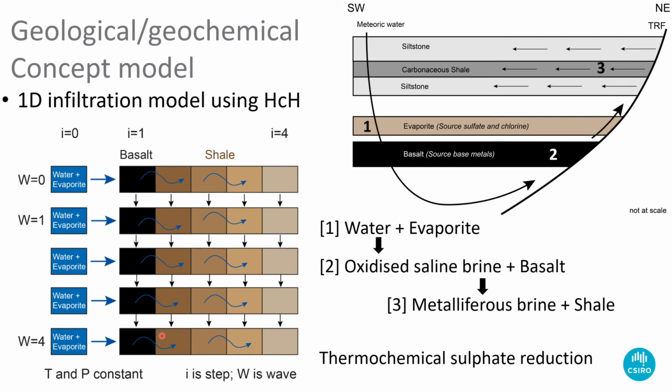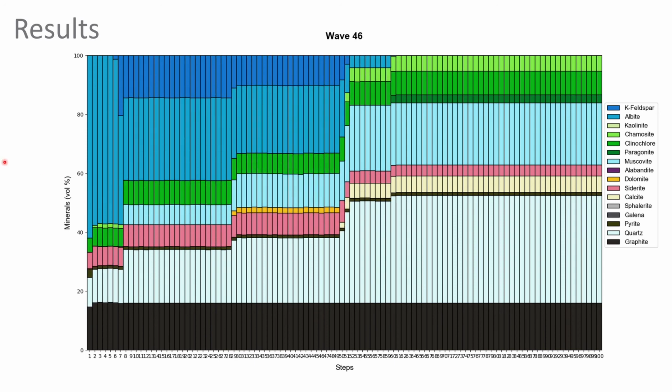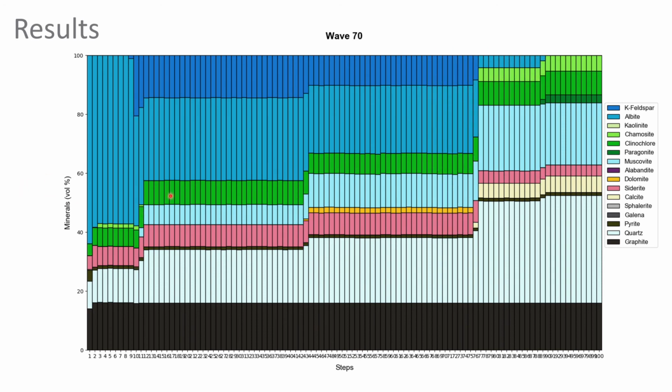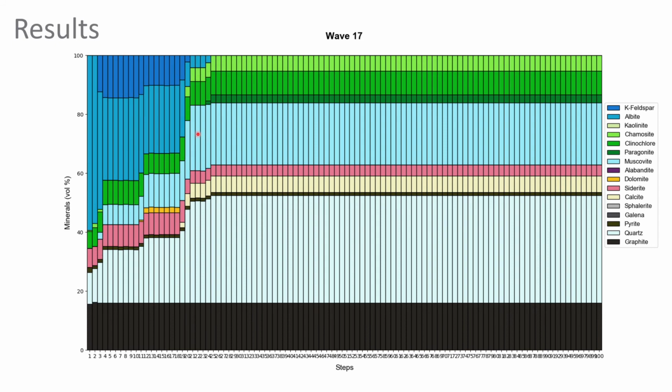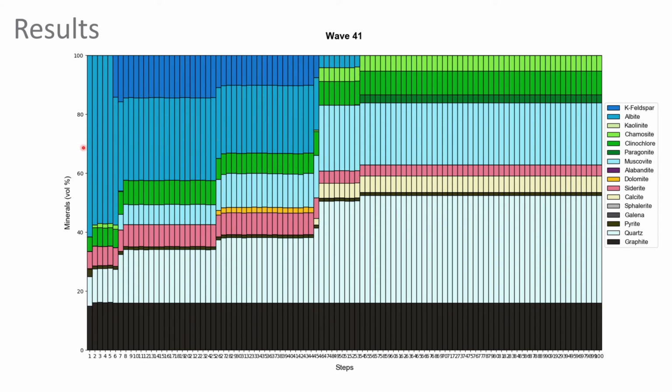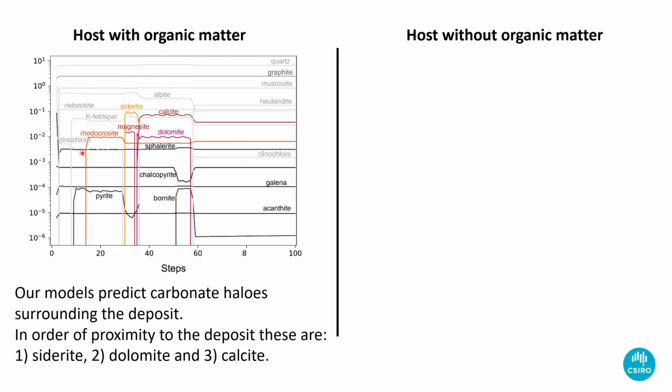So just to give you an overview of what that looks like in terms of mineralogy, as we continuously add more fluid into this block of rocks, we start altering these rocks and developing different mineral assemblages. Here is a particular wave where we have various mineral assemblages that reflect various pH and redox conditions. We've done those models for two different host rocks, one with organic matter and one without organic matter.